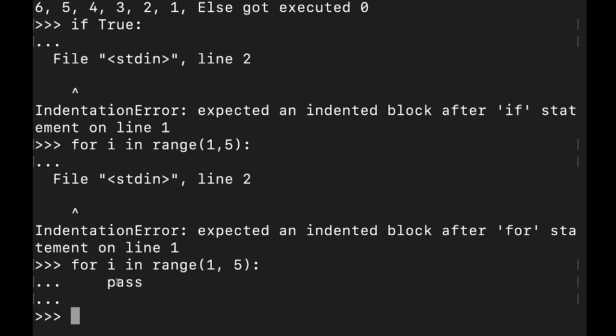If you know that you will use a for loop, but you don't know what for, then for those kinds of purposes you can use the pass statement. Okay, so I hope this break and continue statements are clear to you.